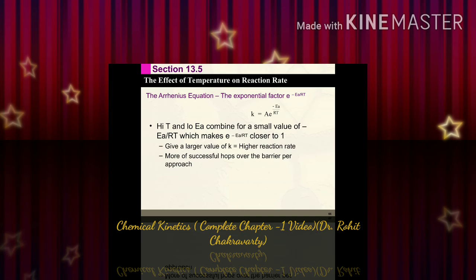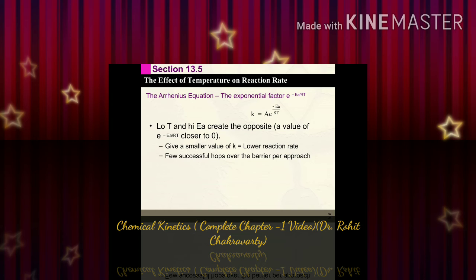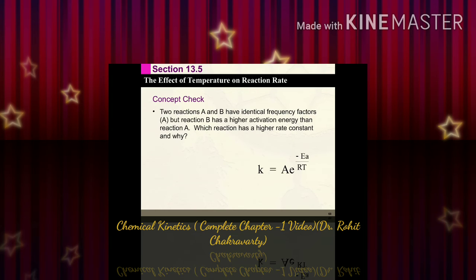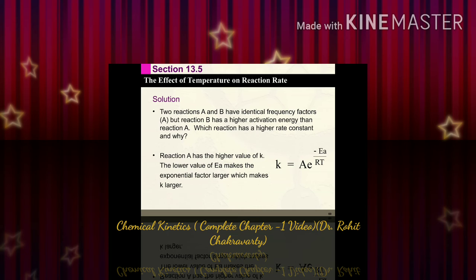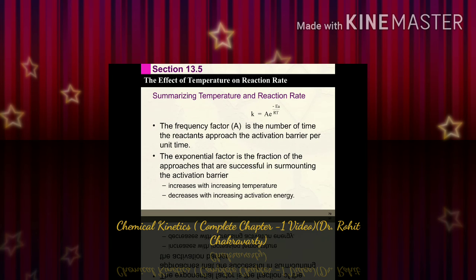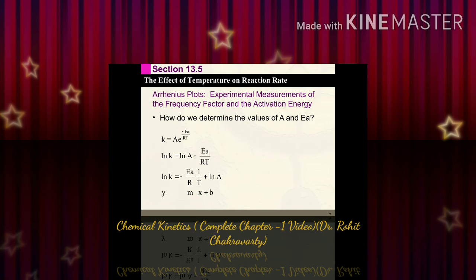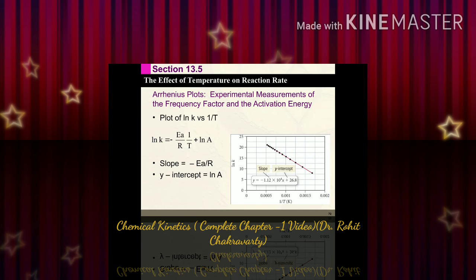The Arrhenius equation, the exponential factor, the concept check regarding k. Basically this equation is very important for your chemical kinetics questions. Normally numericals come on this formula. So here you can see when we take the log on both sides, ln k is equal to ln A minus E over RT. So this is about the effect of temperature on the reaction rate.